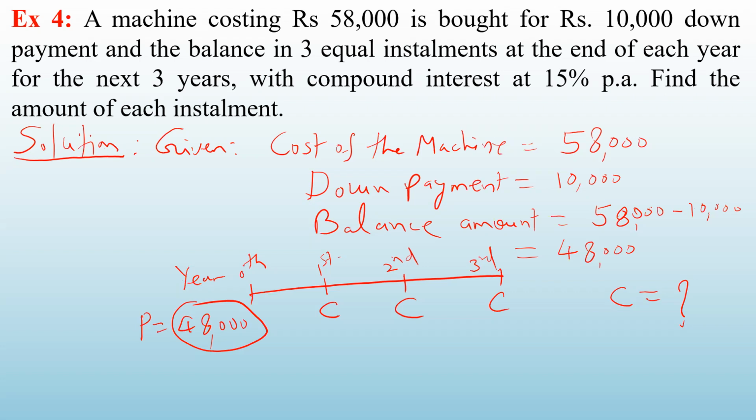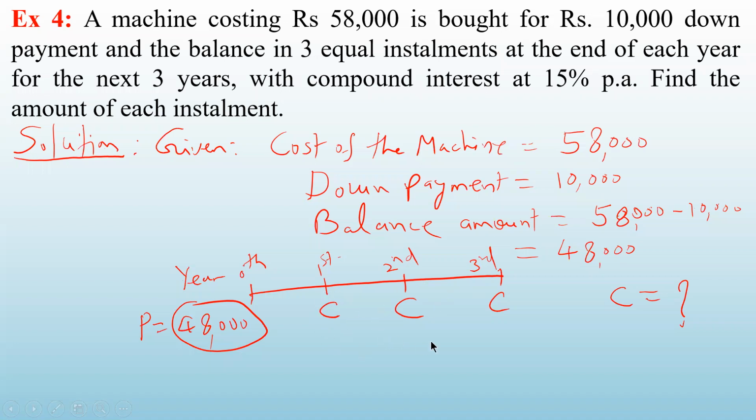So here, the machine costing rupees 58,000 was purchased by paying a down payment of 10,000 rupees, and the balance amount 48,000 is not paid now. It is paid in installments with rate of interest as 15%. In 3 installments, you have to find out the amount of this installment.